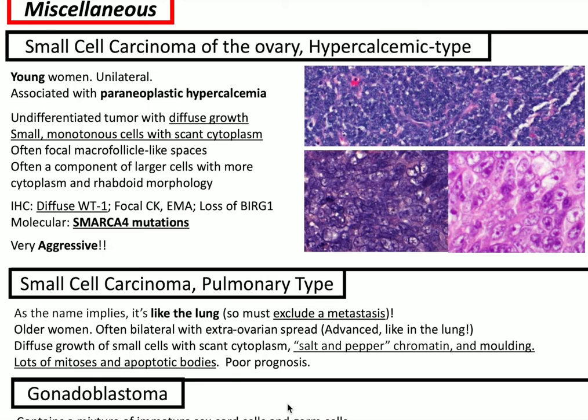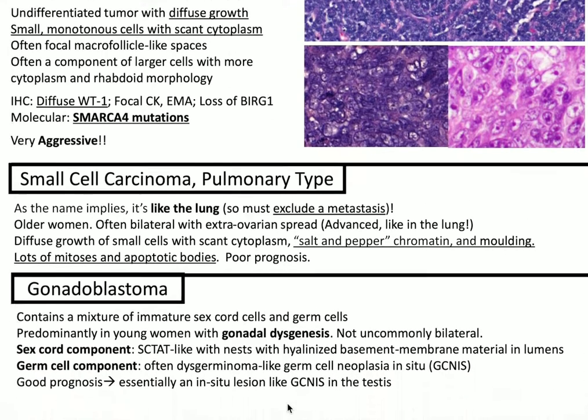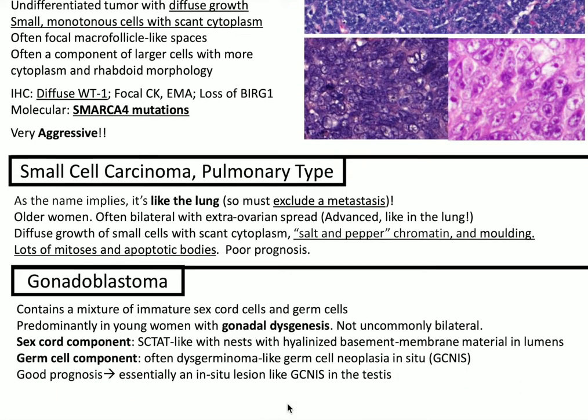It's very aggressive. Small cell carcinoma, pulmonary type, as the name implies, it's like the lung, so you must exclude a metastasis. Seen in older women, often bilateral with extra-ovarian spread, advanced like in the lung. A diffuse growth of small cells with scant cytoplasm, salt and pepper chromatin, and molding. There are lots of mitoses and apoptotic bodies, and it's poor prognosis.